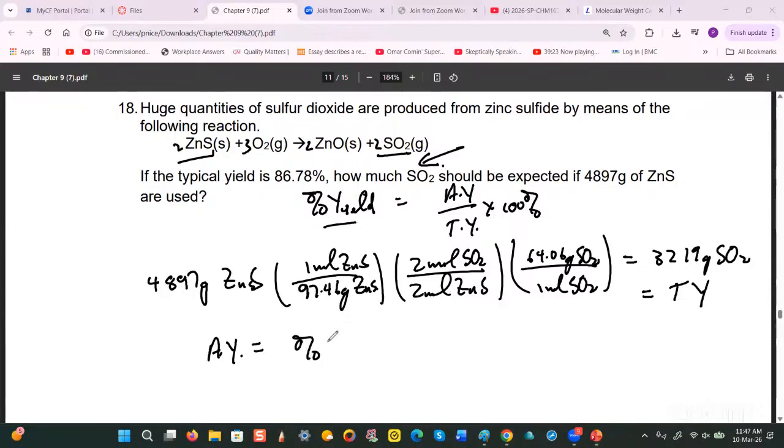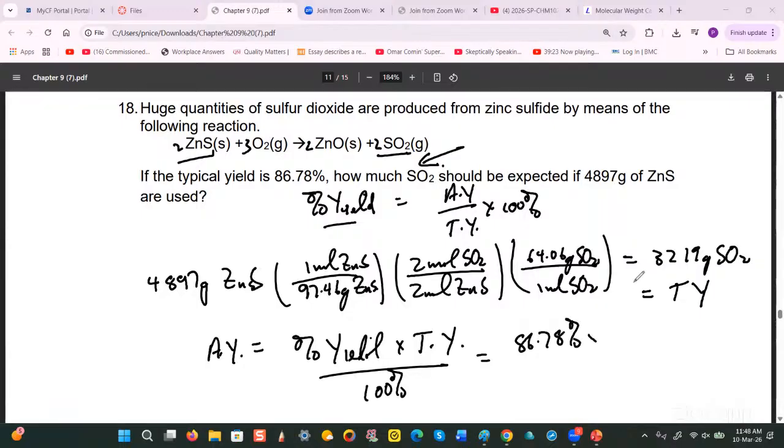So that means that the actual yield would be equal to the percent yield times the theoretical yield divided by 100%. All right. So basically that would be 86.7% times the theoretical yield, which is 3.219 grams, all divided by 100%, and that will give you the answer. So according to my calculation, this works out to be 2.793 grams. That would be the actual yield. All right.